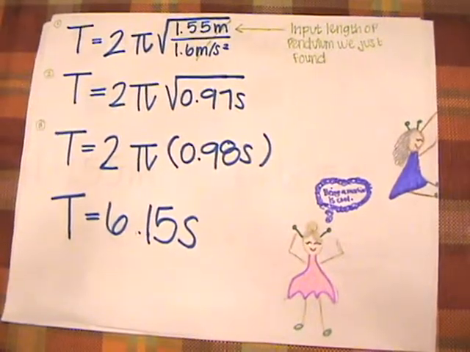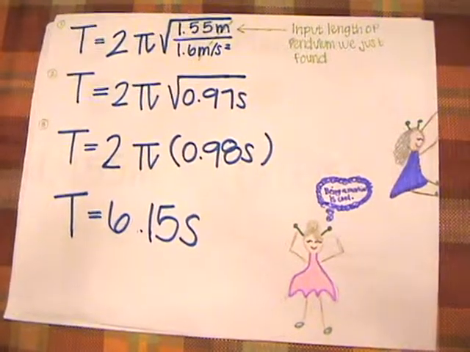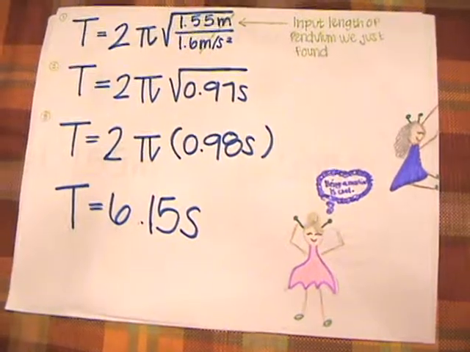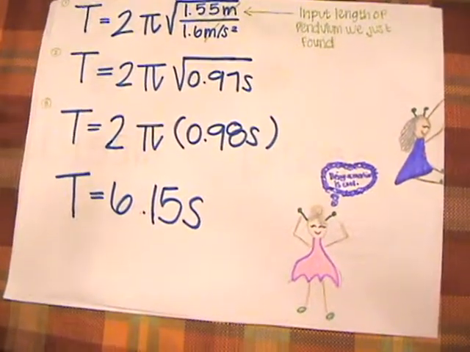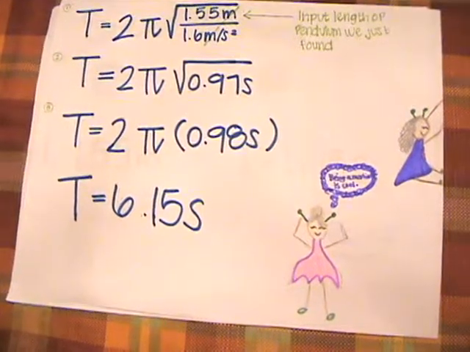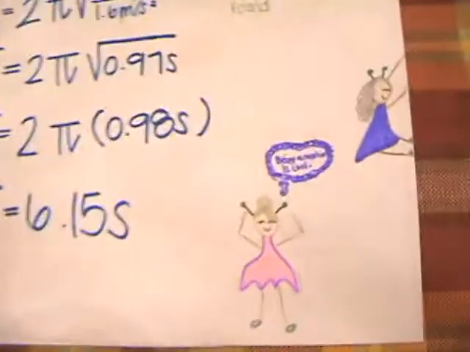The next thing we have to do is take the square root of 0.97 seconds squared. Once we get that, we get T is equal to 2 pi times 0.98 seconds. Then all you have to do is multiply 2 pi times 0.98 seconds, and we get T is equal to 6.15 seconds.